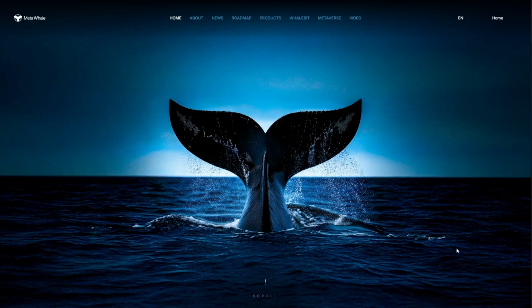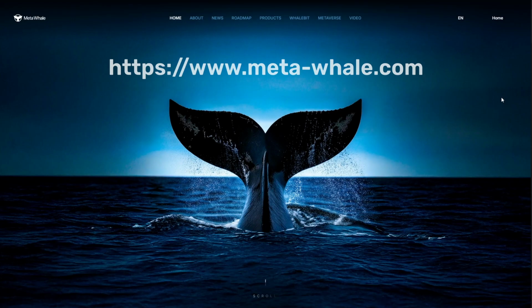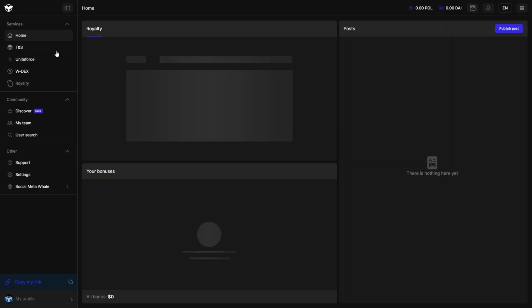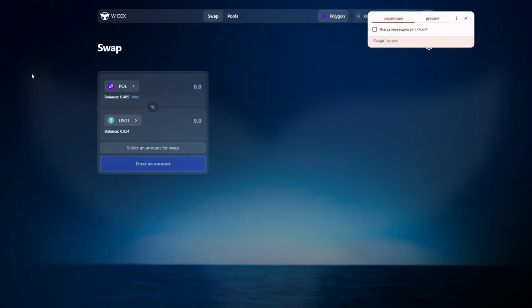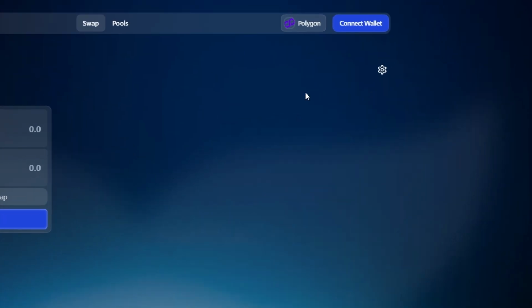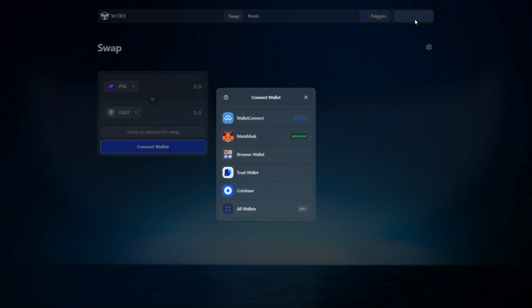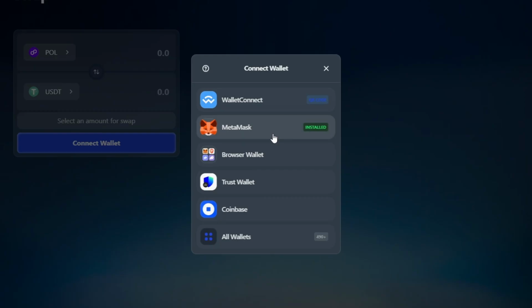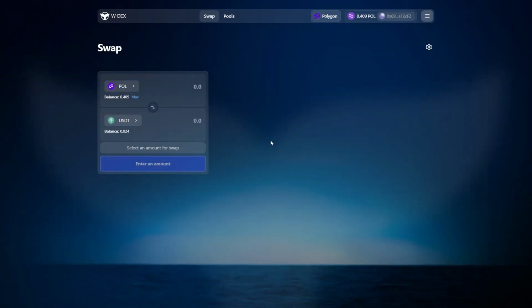To access the exchange, follow the link provided in the video description or go to the official MetaWhale website. Open the Services menu in the top right corner where you'll find the W-DEX tab. You've now landed on the main page of W-DEX. To start using the exchange features, you'll need to connect your wallet to the platform. Click Connect Wallet in the top right corner of the site, and in the pop-up window, select your preferred wallet. Confirm all actions in your wallet to complete the connection. Congratulations! You can now use the full functionality of W-DEX.